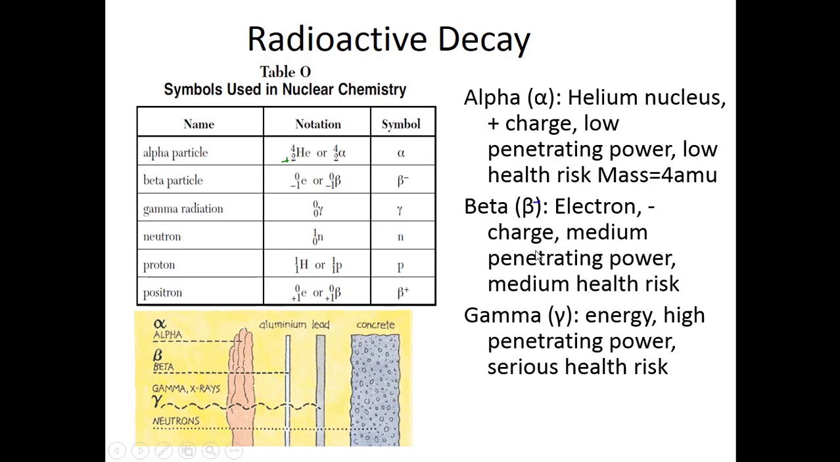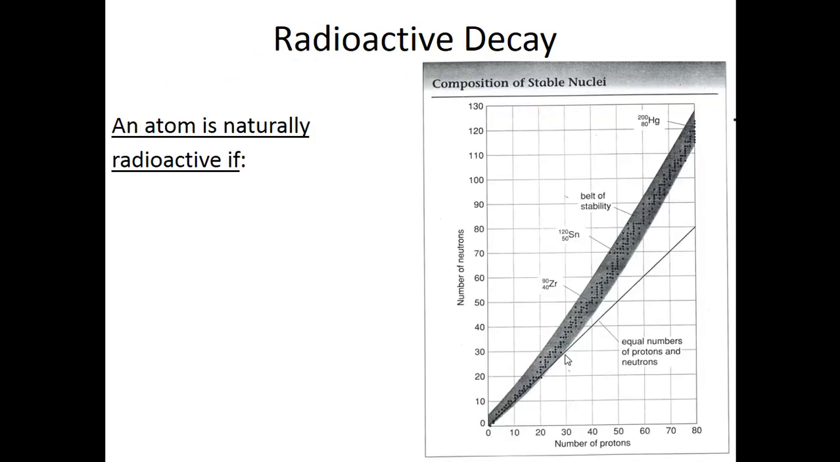Gamma radiation, all gamma radiation is, or gamma, is energy. It has a high penetrating power and it has a serious health risk. Gamma radiation is not good for you. Typically when you have transmutations or mutations as a human, or cancer, this is caused by that gamma radiation.